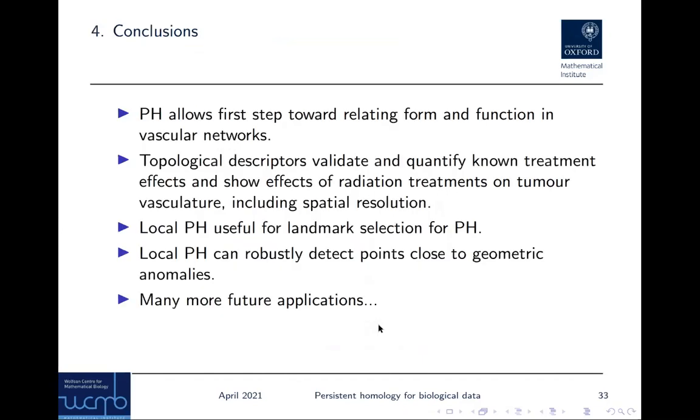So I hope that I've convinced you that persistent homology is very useful. It allows for the tumor blood vessel network as a first step towards relating form and function. The topological descriptors validate and quantify known treatment effects and show effects of radiation treatments on tumor vasculature, including also spatial resolution of such effects. And local persistent homology is very useful for landmark selection and can robustly also detect points close to geometric anomalies. And I'm sure that there are many more future applications out there.